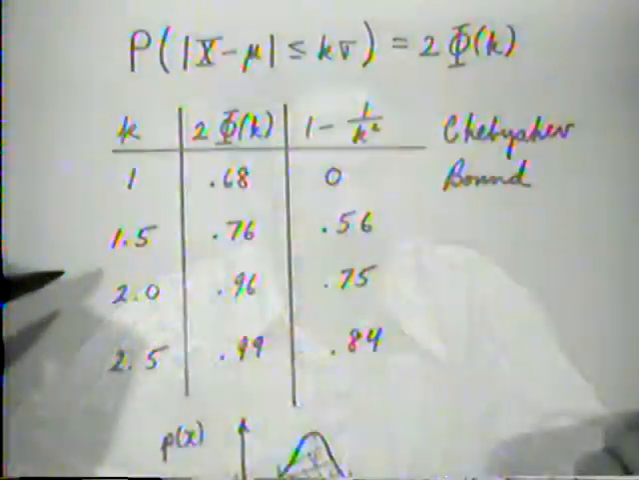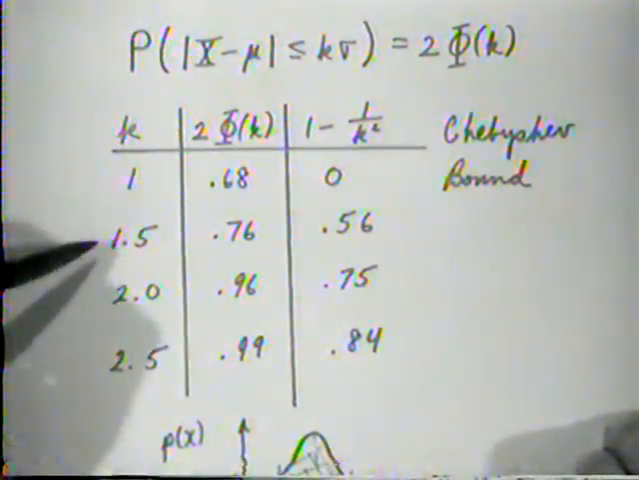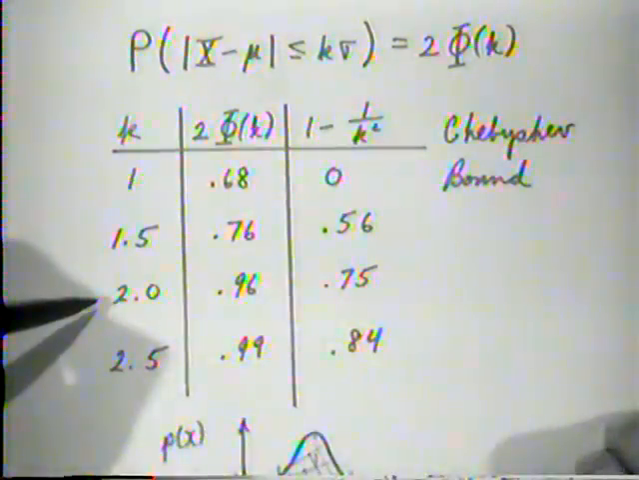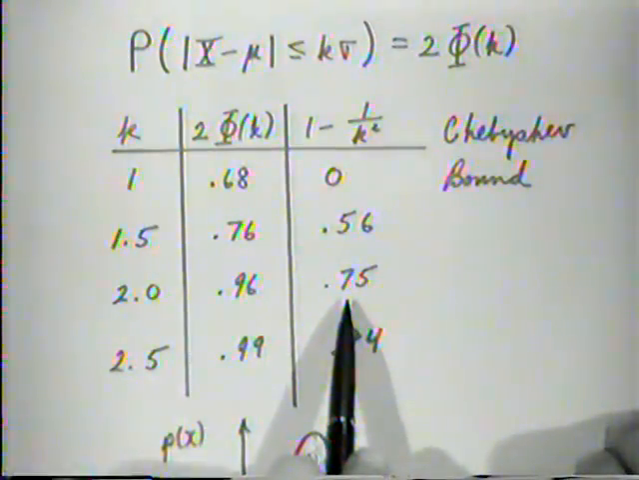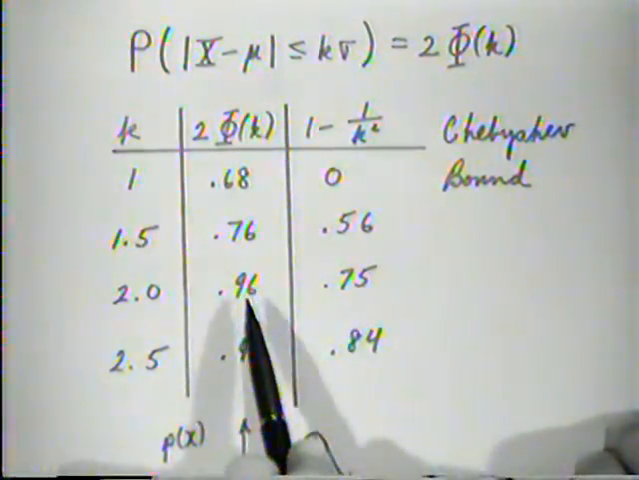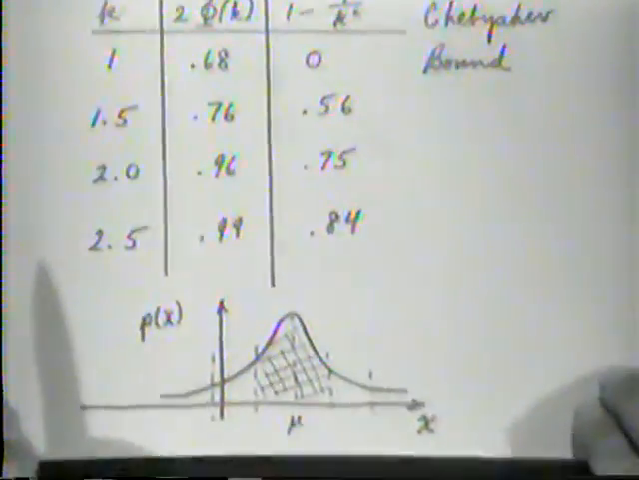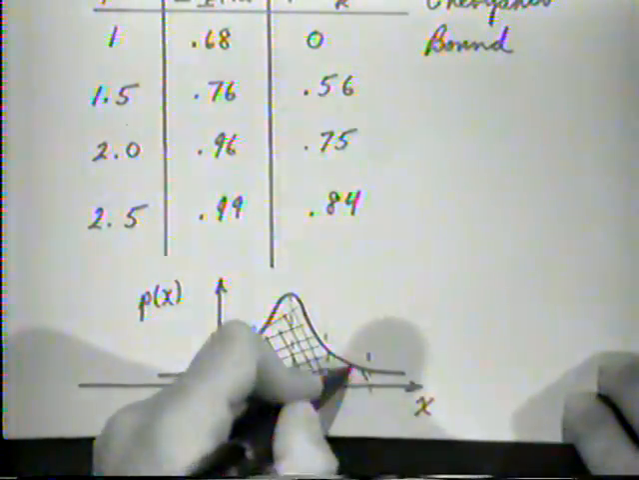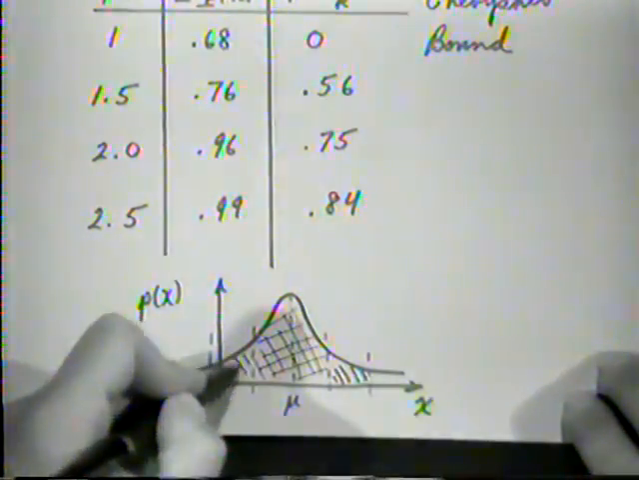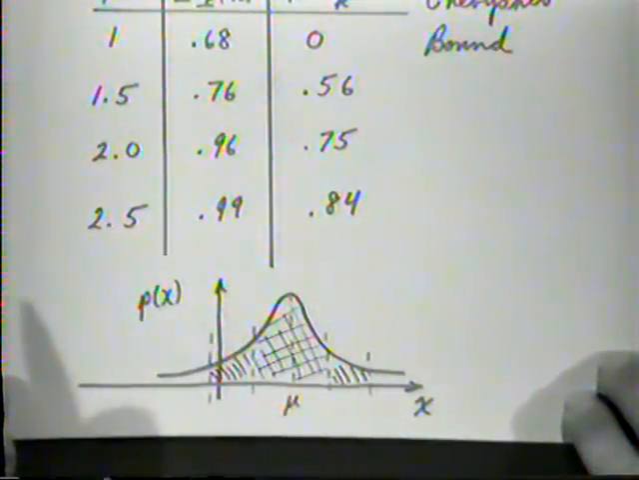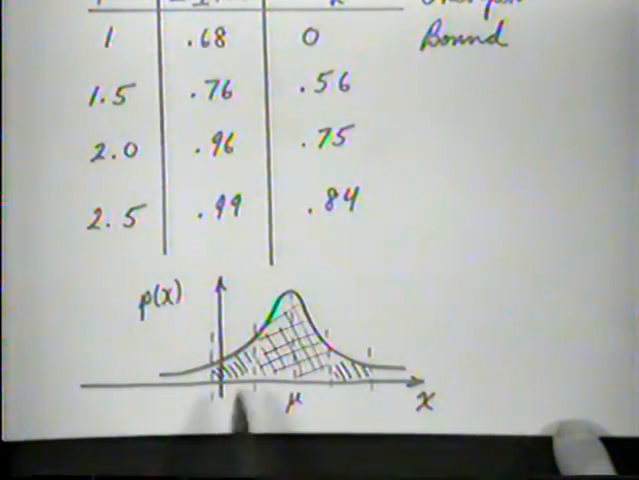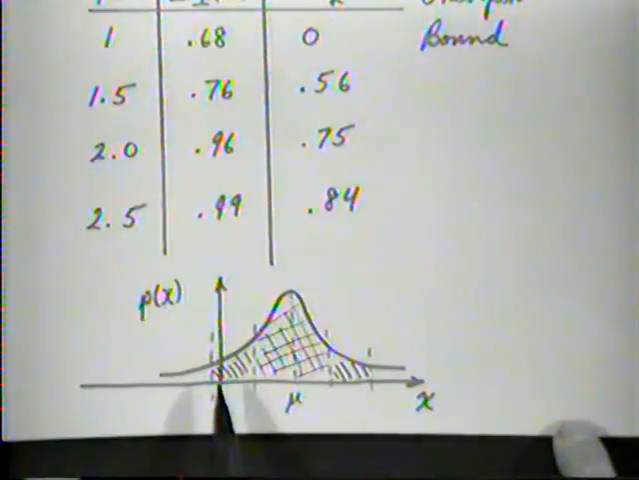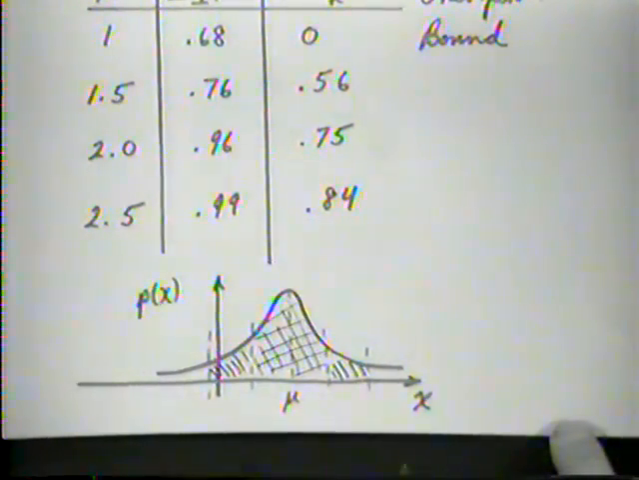Looking at the chart again, for k equals 2, the Chebyshev bound gives us a bound that the probability is greater than 0.75. The exact value is 96%, 0.96. And now looking down at that sketch, 2 standard deviations is now the overall shaded region, as I've just done over there. And it says that in the case of a Gaussian random variable, we have a 96% chance that the random variable lies within 2 standard deviations of the mean.